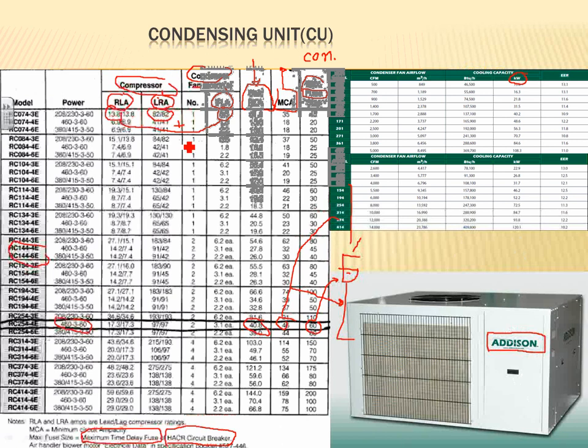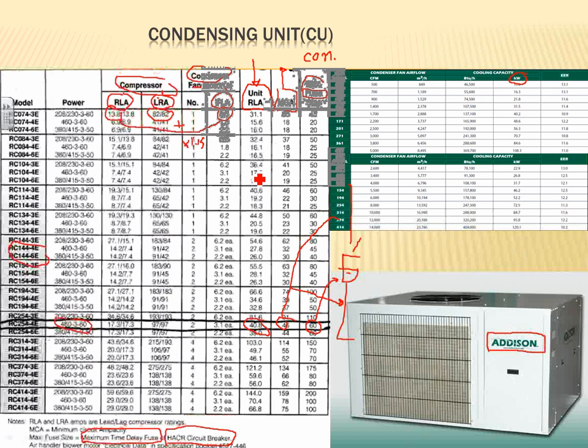Then you're going to multiply them by the 1.15. That will size it, because I know this unit has only one fan and only one compressor. Now, if I don't have these values, what am I going to do? I don't have them. All I have is the rated load amps for the unit.